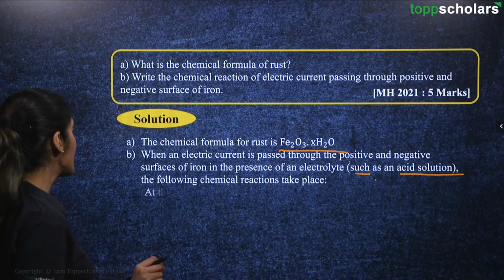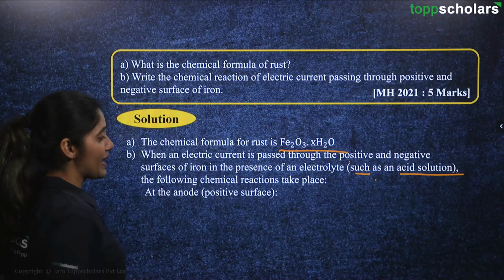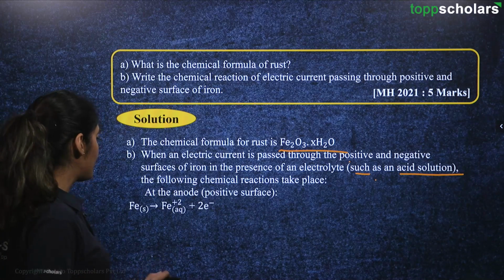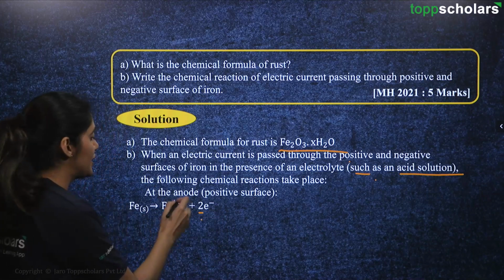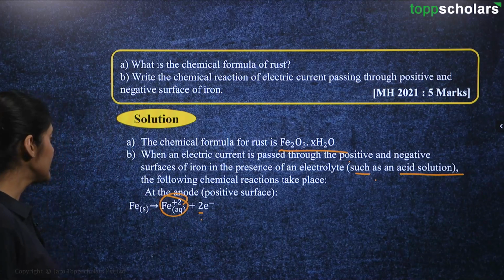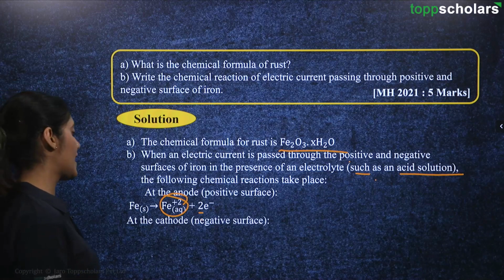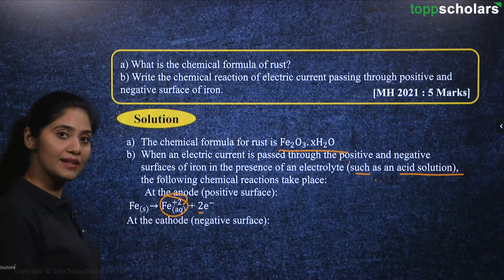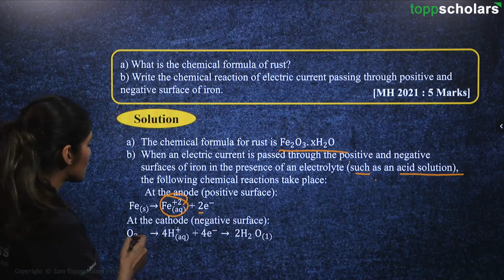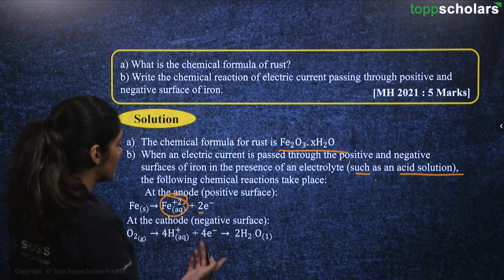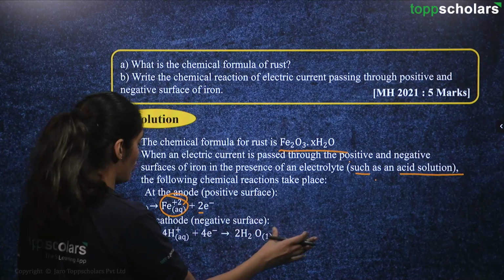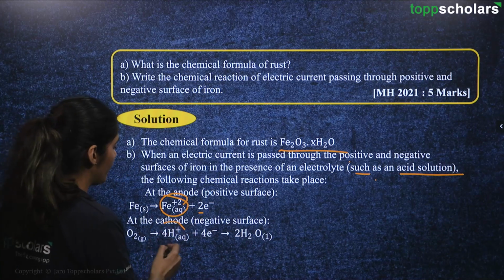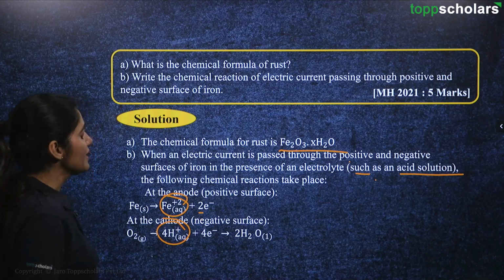Now, the following chemical reactions take place. What are these? At the anode, that is a positive surface, what is happening? Fe is giving rise to 2 electrons, Fe2+ is produced. Okay, this is an ion formation takes place. Now, what happens at the cathode? That is the negative surface. What happens there? So, oxygen, it reacts with the water. It forms 2 water molecule in presence of H+ and electrons.